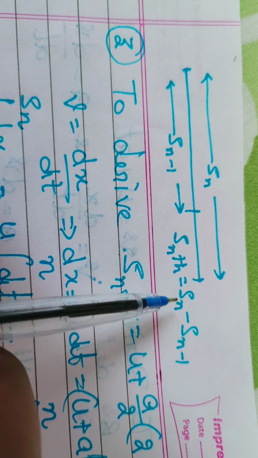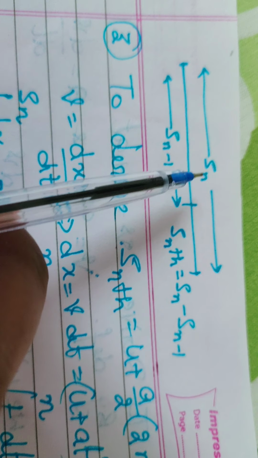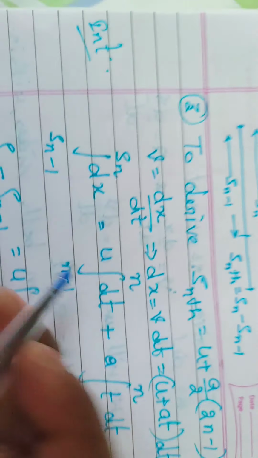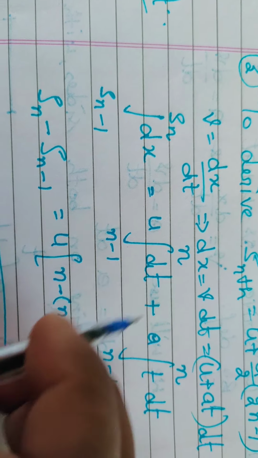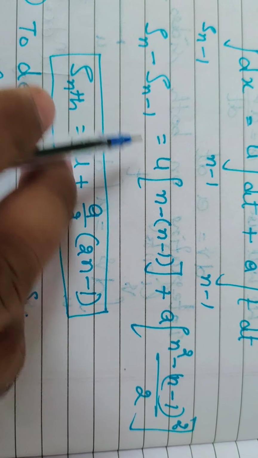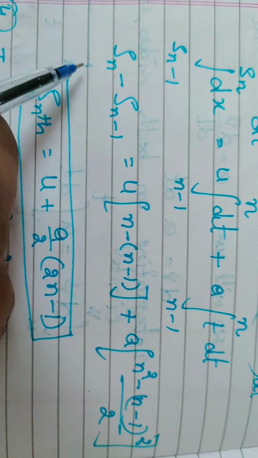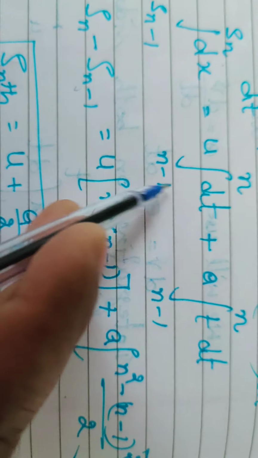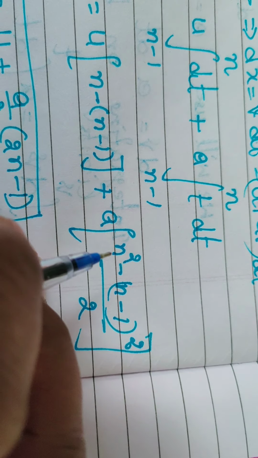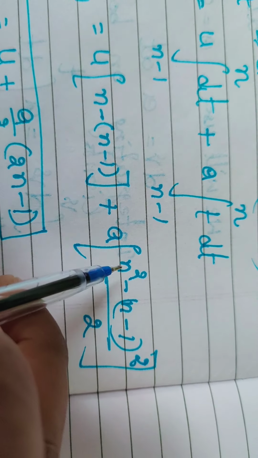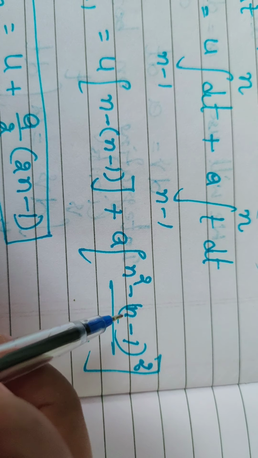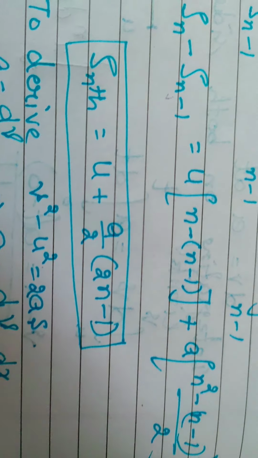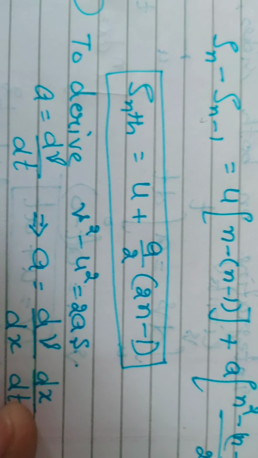For displacement, the limits will be sn minus 1 to sn, and for time, total time is n seconds, and here it is n minus 1 seconds. For time, limits are n minus 1 to n. So put these limits. This is simply upper limit minus lower limit. Here t has power 1, so it will be b square minus a square by 2, n square minus (n minus 1) square by 2. When you open the bracket, you will get this relation. So this is the displacement covered in the nth second of motion.